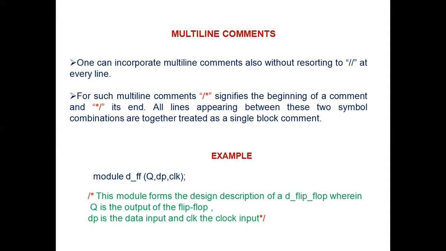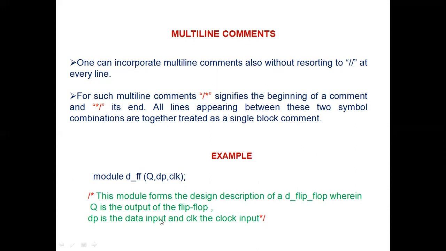Now let us see the same example which we discussed earlier for single line comment. Same, I have taken module d underscore ff q dp clk. Now let's see how the multi-line comment has been written. It starts with this slash star. Whatever text you want to describe about this module, you just write here. This module forms the design description of a D flip-flop, wherein Q is the output of the flip-flop, DP is the data input, and CLK is the clock input. Now end the comment with star slash.